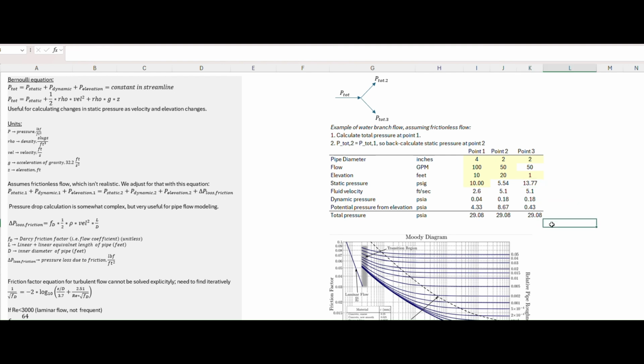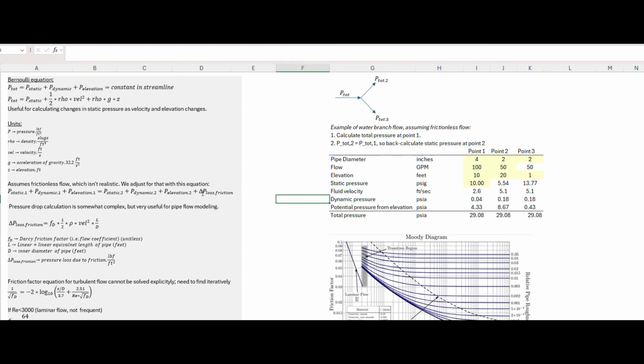So that's hopefully a good example of why the Bernoulli equation is very practical. If you're looking at your elevations and velocities throughout a piping network, it can show you how your gauge pressure is going to change throughout. And I found that to be really helpful in the field. Hopefully you can apply that as well.